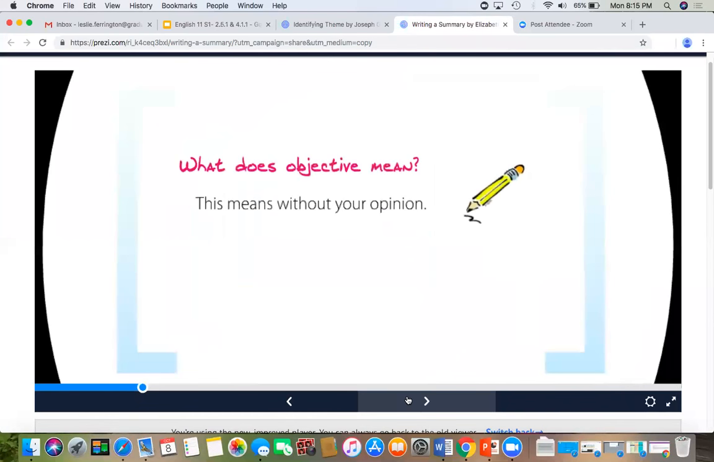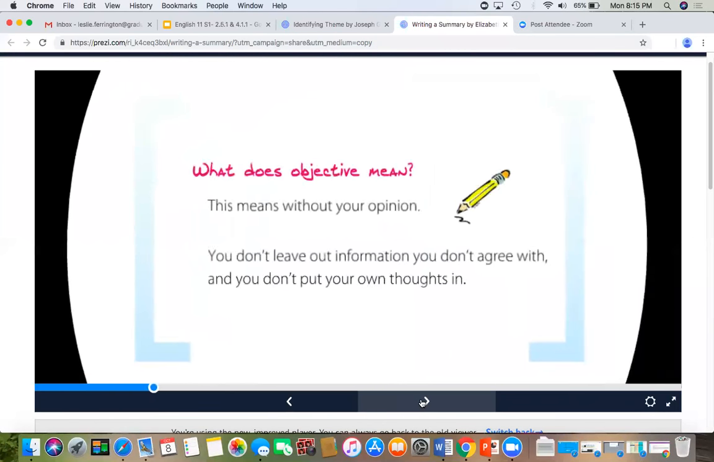So what does objective mean? That means without your opinion. Sometimes it's really hard not to use our opinion when we're trying to write something, but a summary is always going to just be about what the author wrote and not about what your thoughts were about what the author wrote. So you can't leave out information that you don't agree with, and you don't want to put your own thoughts in.